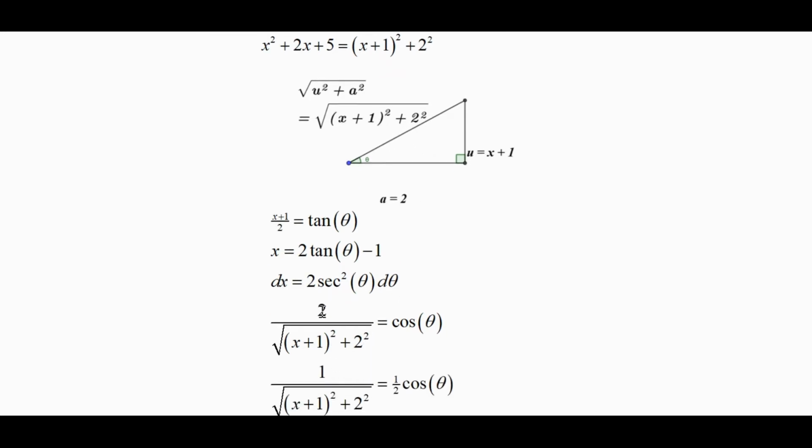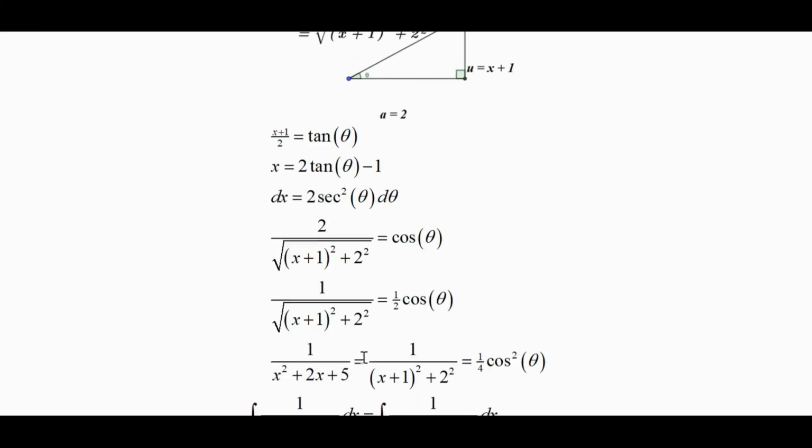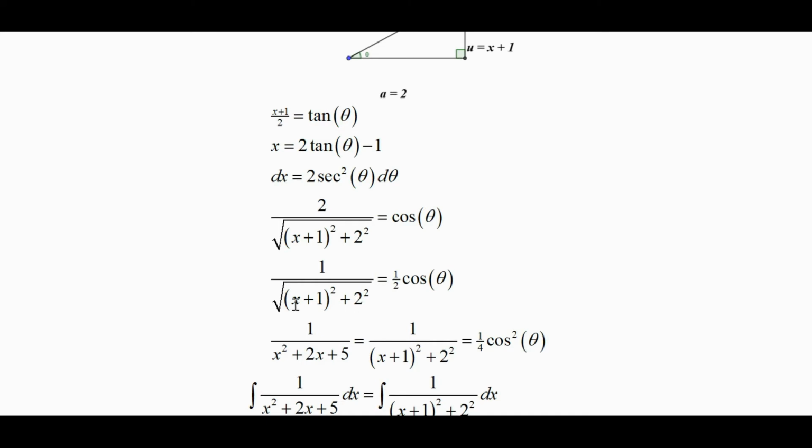So divide both sides by 2. 1 over the square root is 1/2 of that. Well, that square root, what's under the square root, is another way of writing x squared plus 2x plus 5. So 1 over x squared plus 2x plus 5 is 1 over (x plus 1) squared plus 2 squared, which is what we found up above by completing the square. And so this is the square of this guy. So we square the other side and we get 1/4 cosine squared.